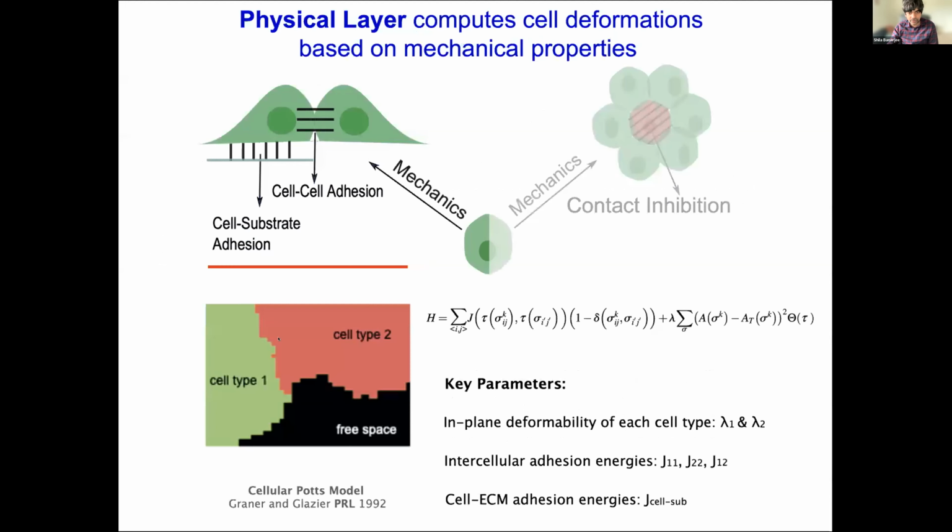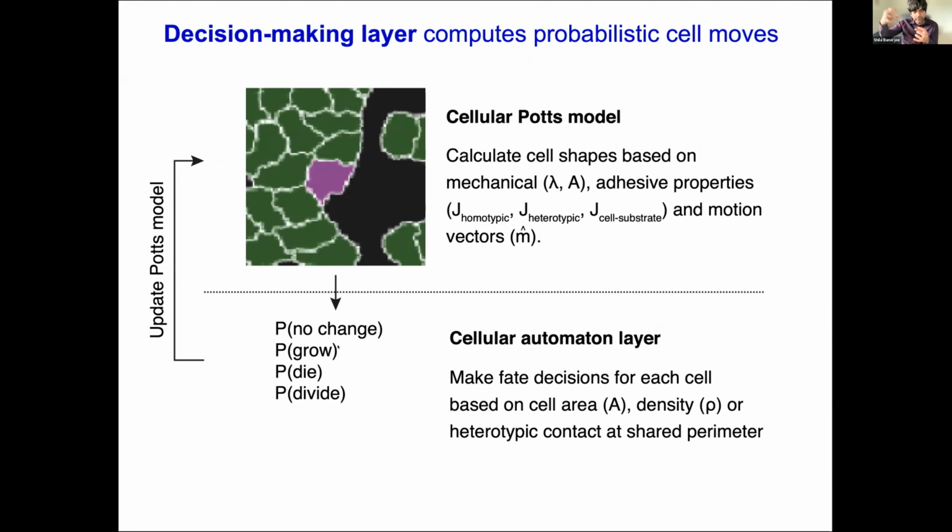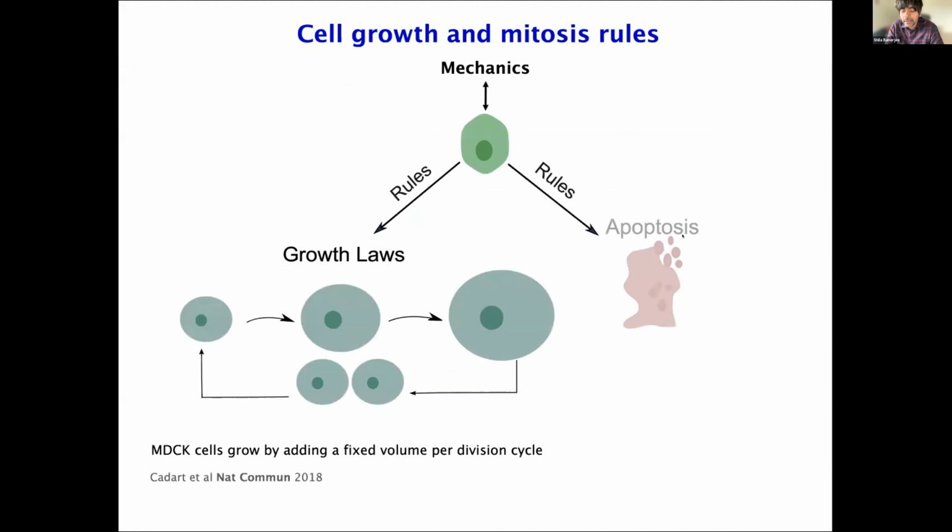This is something important. Each cell has a target area. If you deviate from the target area, it will cost you elastic energy, so you grow by increasing your target area. There's a probability for that, a probability for dying, and a probability for dividing. These are not constant rates. These are the rates that I showed you. They depend on the neighborhood, the cell density, etc. I'm going to discuss them right now. Any questions so far? Okay.